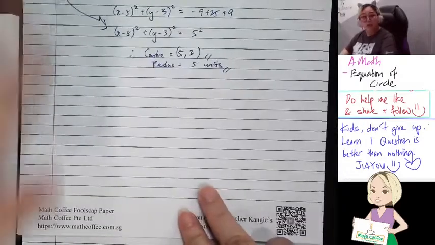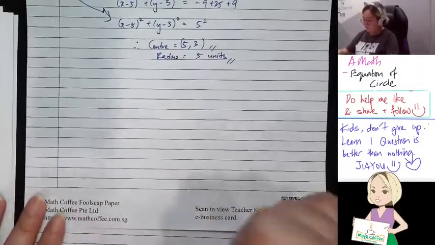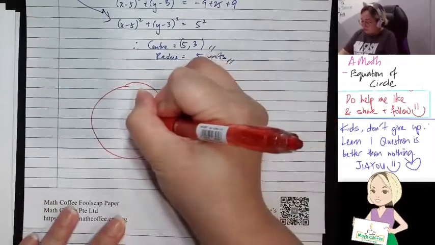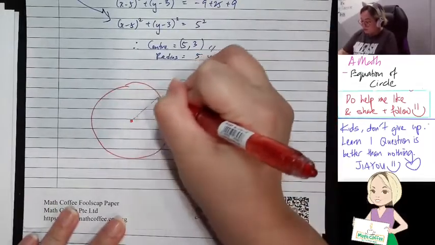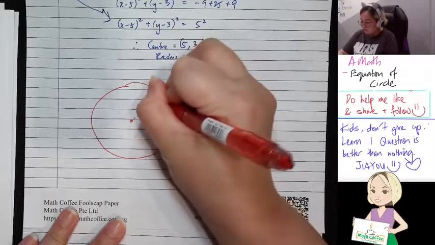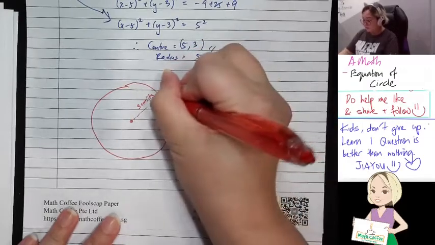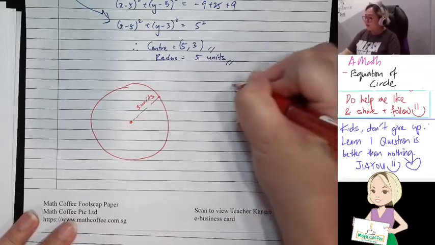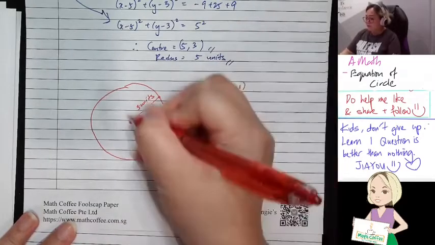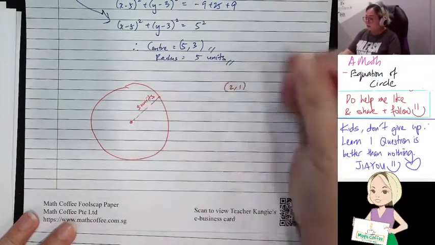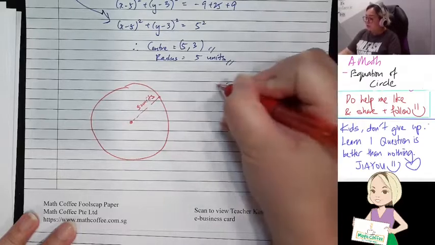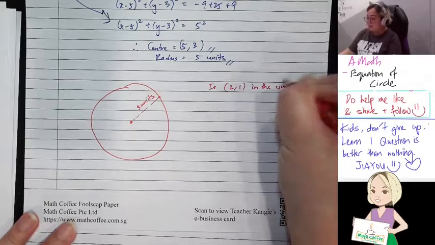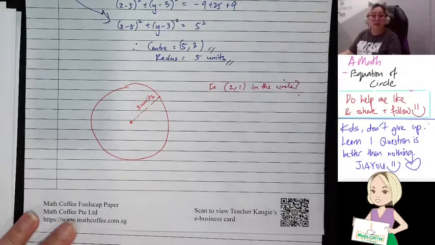See here, I'm going to draw a circle. So this is my center. Assuming the radius is 5 units. Then I ask you about a point. When I give you a point, let's say (2, 1), they ask you, is (2, 1) inside the circle? I like to ask this question.